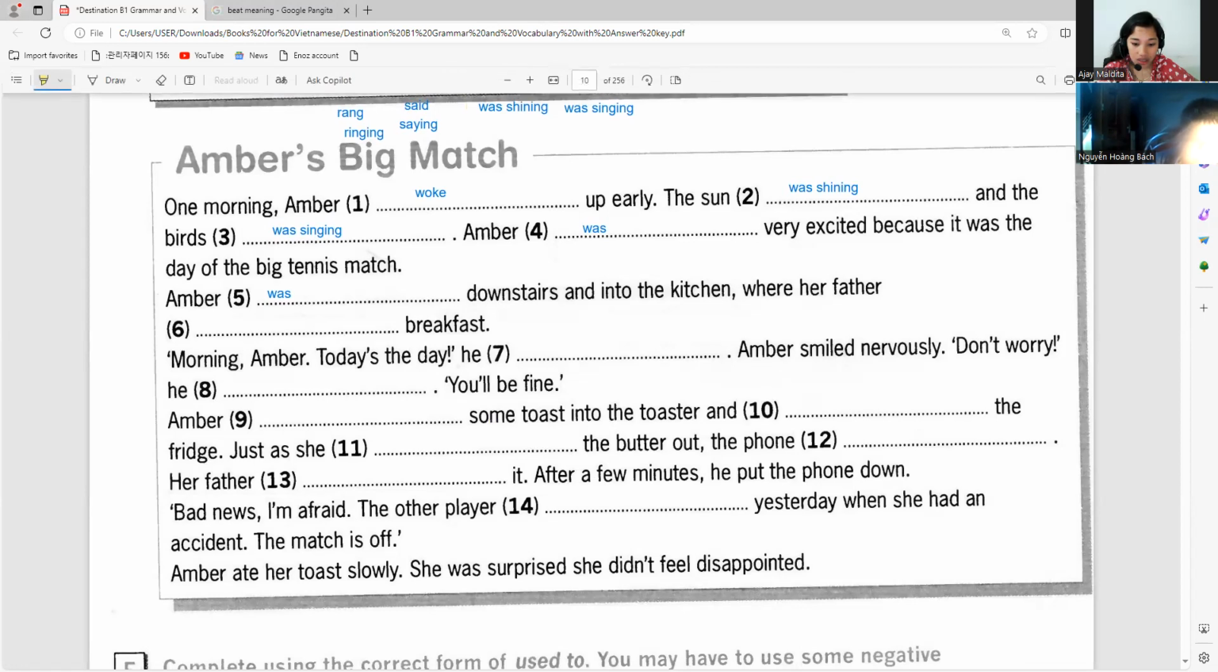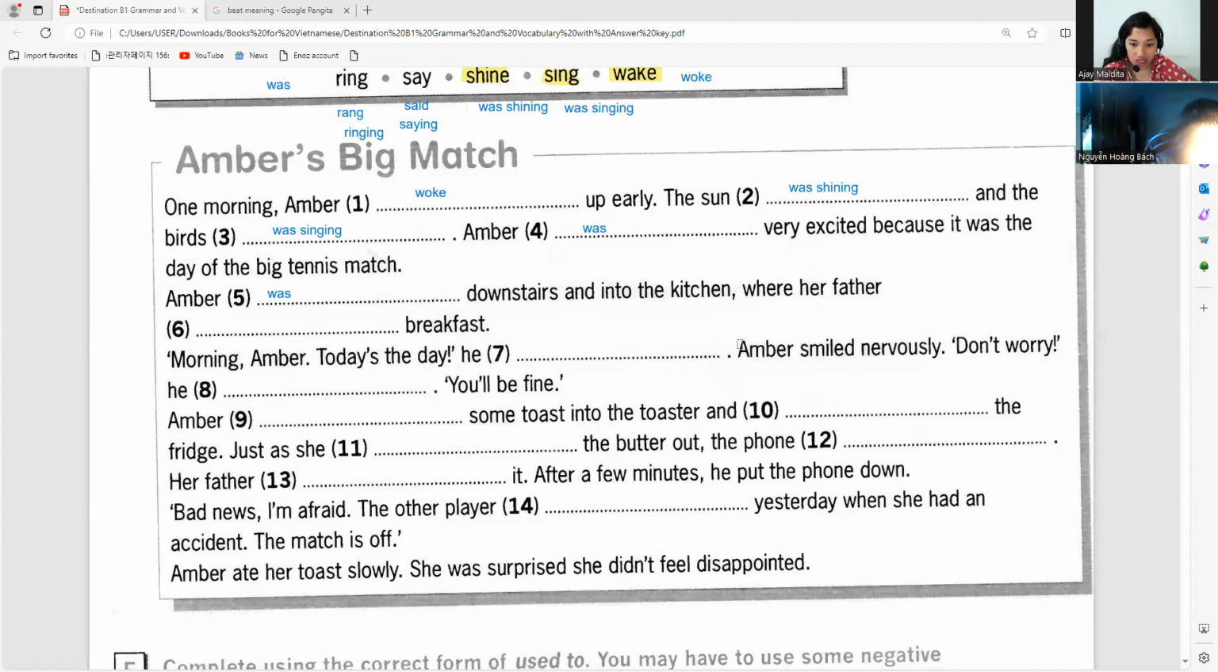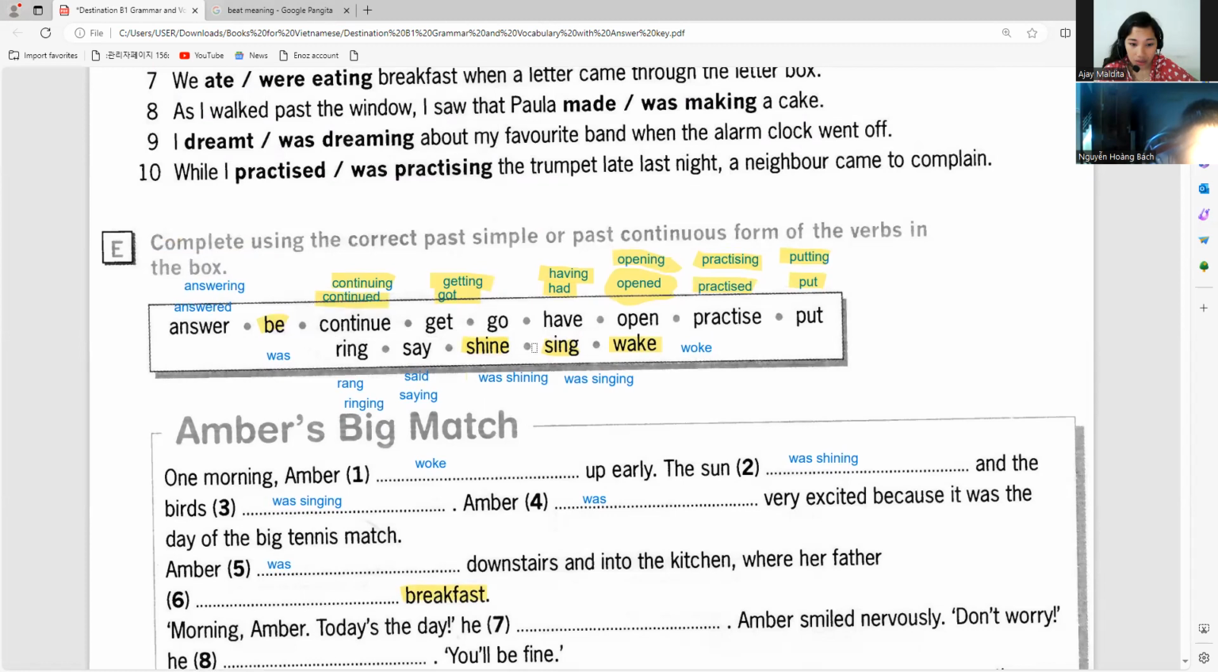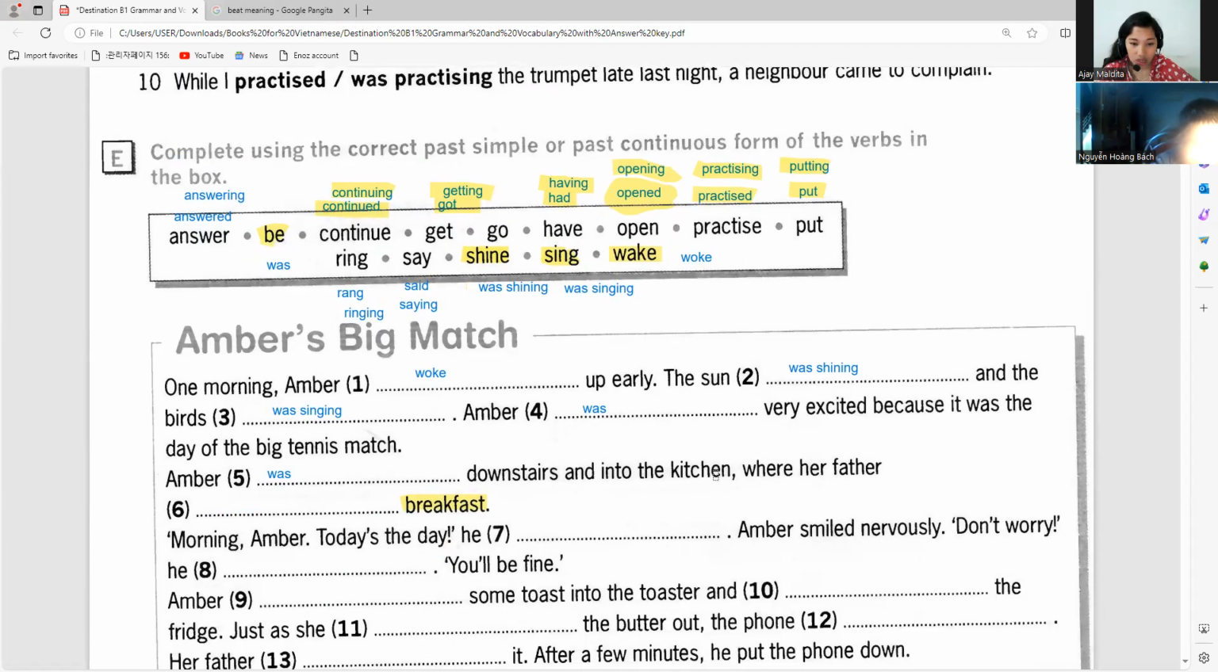Okay, Wang back. You will answer past continuous: was plus ing, we're plus ing. Number six, what's your answer? Amber went downstairs and into the kitchen where her father. Your father is what? You can choose. You will not choose shine, sing, wake, be, because that is done. So Wang back, what is your answer? Number six.